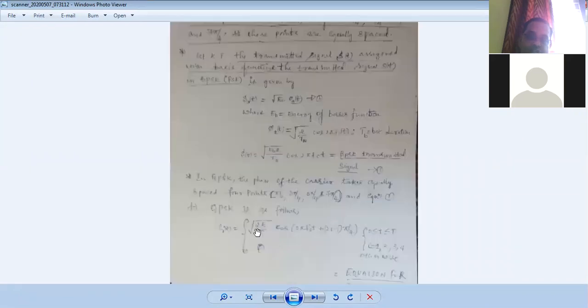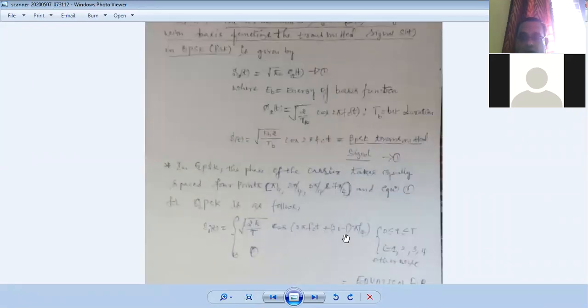Look back here. Even though the quadrature is 90 degrees, the possible values that can be taken by S1(t) and S2(t) are pi by 4, 3 pi by 4, 5 pi by 4, and 7 pi by 4. The difference between them is exactly 90 degrees. So this equation holds good for QPSK: S(t) = square root of 2E by T into cos(2 pi fc t + (2i minus 1) pi by 4). So we derive all these things.